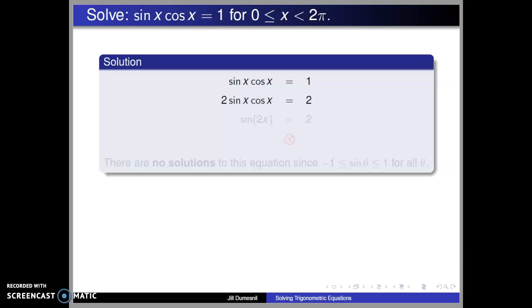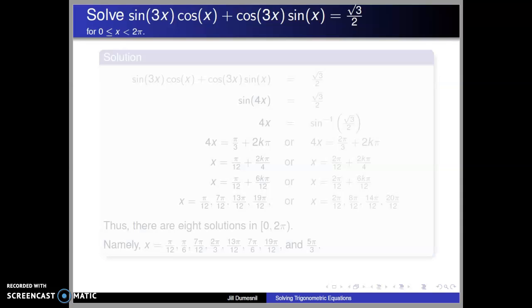We can multiply both sides by 2, and now we can substitute sine of 2x for 2 sine x cosine x. Thus we have sine of 2x equals 2. But this is a contradiction because the range of the sine function is from -1 to 1. Therefore, there are no solutions to the original equation.